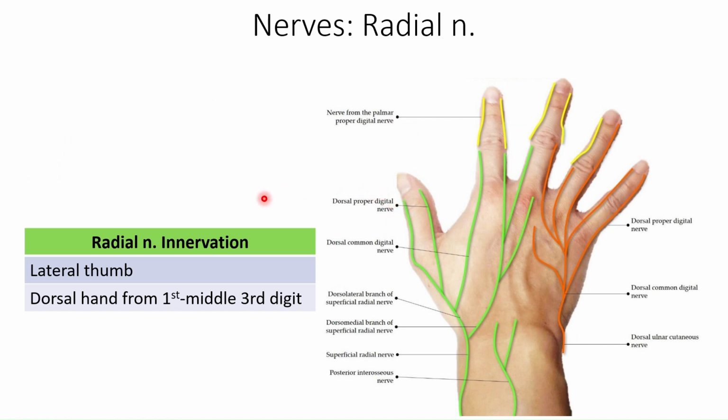The radial nerve runs along the thumb side edge of the forearm. It wraps around the end of the radius bone towards the dorsum of the hand. The radial nerve gives sensation to the lateral thumb and the dorsal side of the hand from the thumb to the third digit.